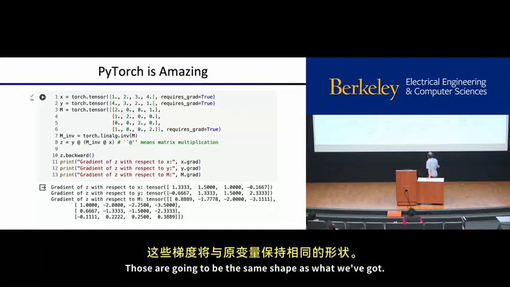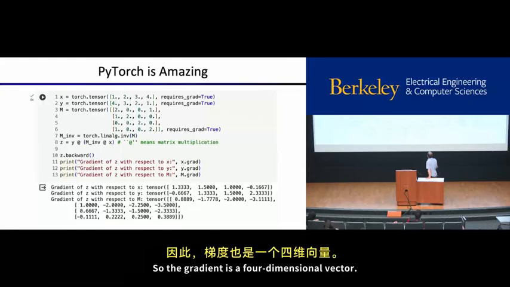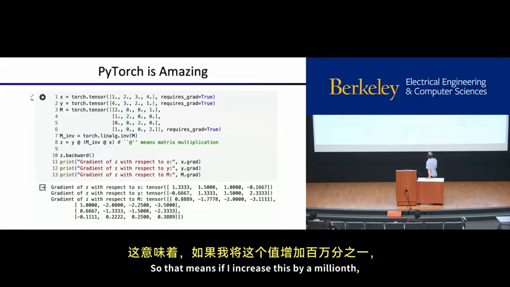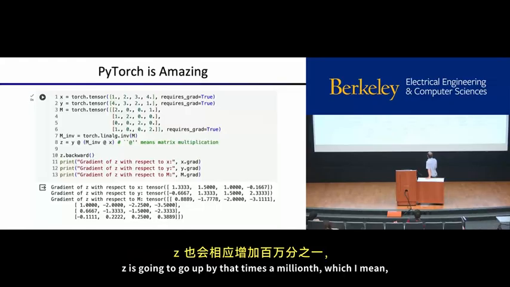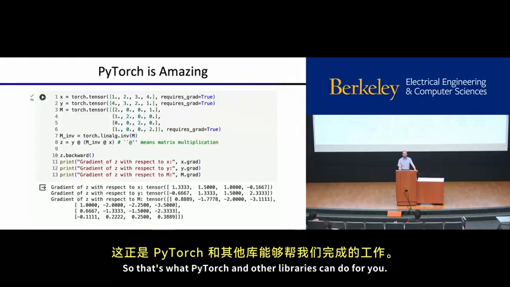Those are going to be the same shape as what we've got. So this is a 4-dimensional vector, so the gradient's a 4-dimensional vector. This is a 4x4 matrix, so the gradient's a 4x4 matrix. So that means if I increase this by a millionth, z is going to go up by that times a millionth, which, I don't want to calculate that. So that's what PyTorch and other libraries can do for you.